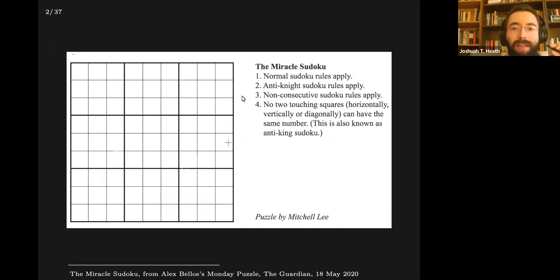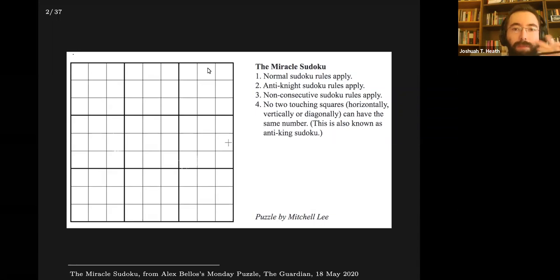But we also have anti-knight Sudoku rules. Anti-knight means if I put a 2 here, then I can't put a 2 here, say, or here. So the knight's move applies. Non-consecutive Sudoku rules also apply, so if I have a 2 here, I can't put a 3 here or a 3 here. And no touching squares, horizontally, vertically, or diagonally, can have the same number. This is known as the king's move. So if I have a 2 here, I also can't have a 2 here.